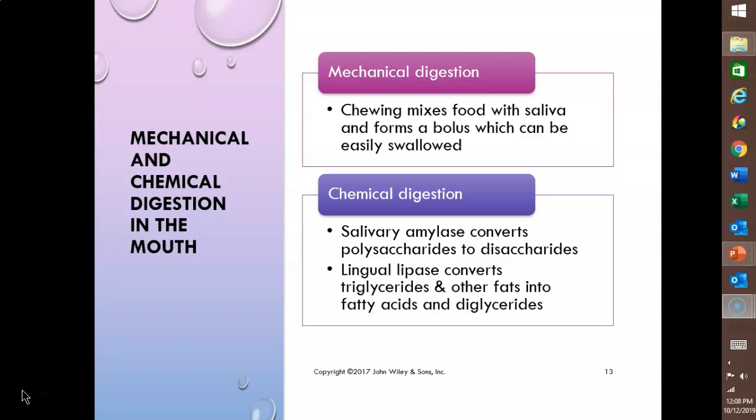Food molecules begin to dissolve in the water that's a part of the saliva, and that's an important activity because enzymes can only react with food molecules in a liquid environment. There are two enzymes, salivary amylase and lingual lipase, that begin chemical digestion in the mouth. The amylase is secreted by the salivary glands, and it's going to start the breakdown of starch.